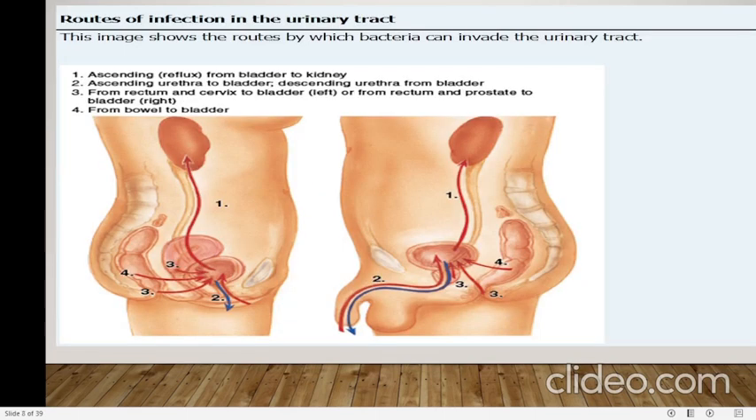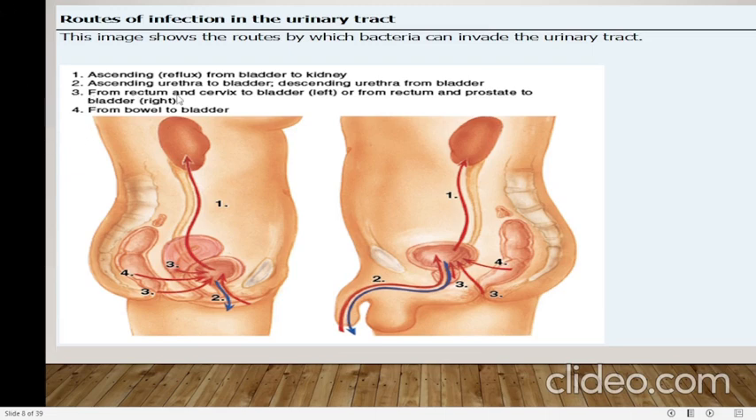Okay, so what are the routes of infection in the urinary tract? This image shows the routes by which bacteria can invade the urinary tract. It can be ascending, as the reflux from the bladder to the kidney. Bladder to the kidney. On my left is a female client, and on my far right is a male client. Okay, so we continue.